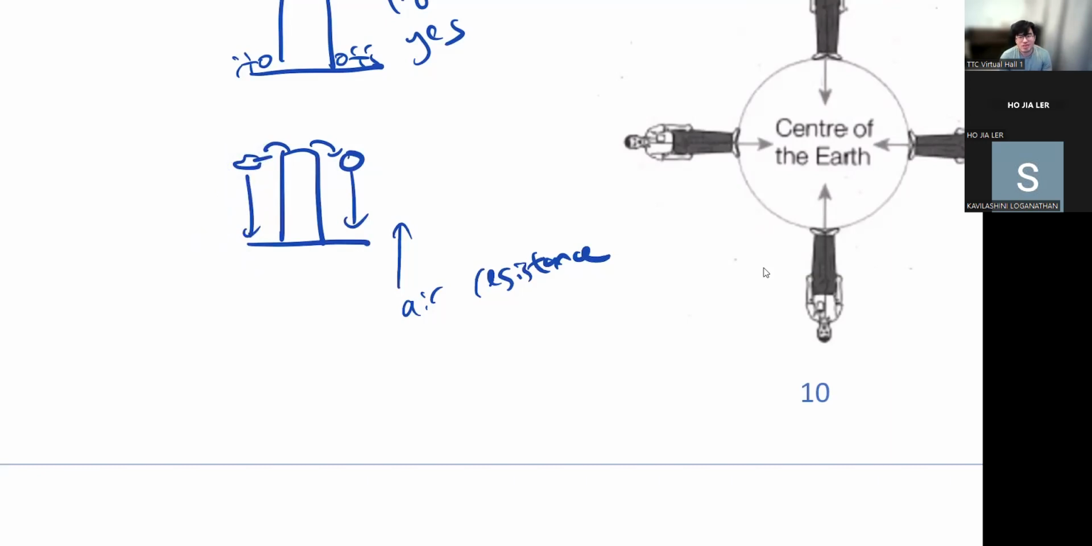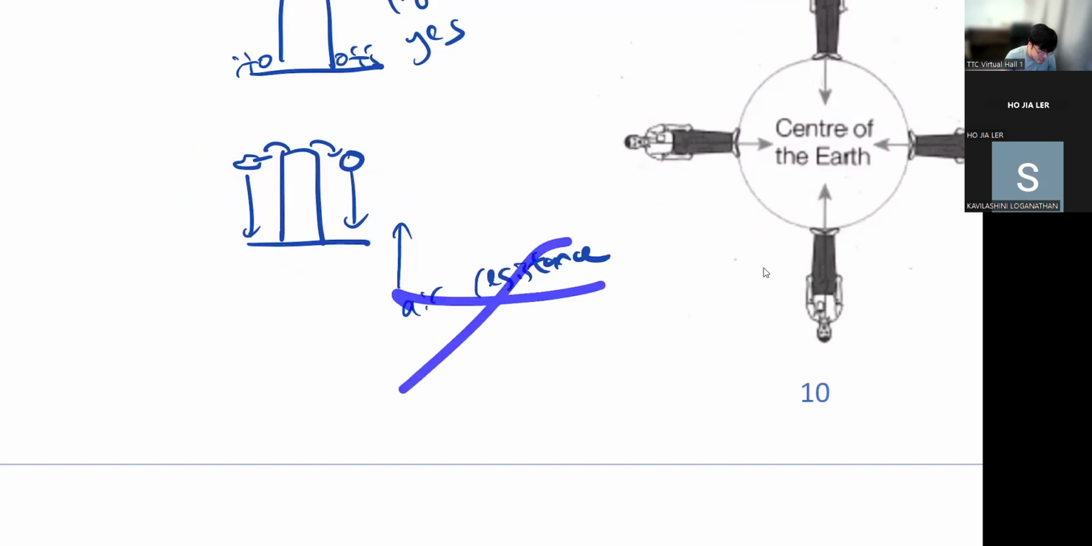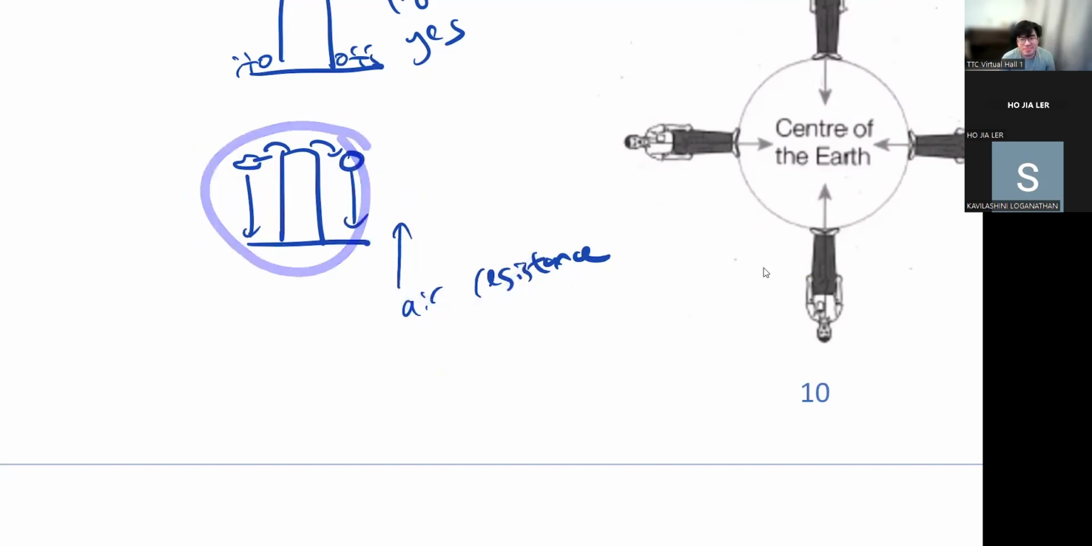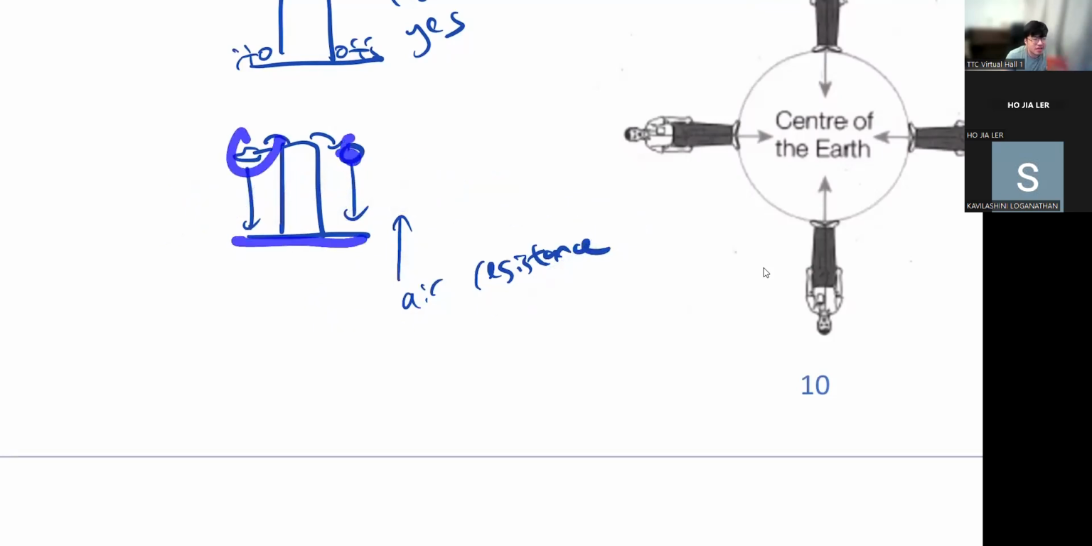So if we do this in a vacuum, what will happen? Let's say we take out the air resistance. Do they reach the ground at the same time? No, vacuum, as in empty, no air. If I take all the air out, there's no more air resistance. Will these two reach the ground at the same time? If you take out all the air, there's no more air resistance, so the two of these will reach the ground at the same time.